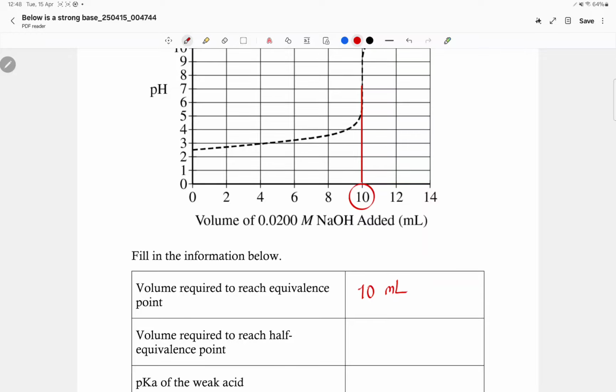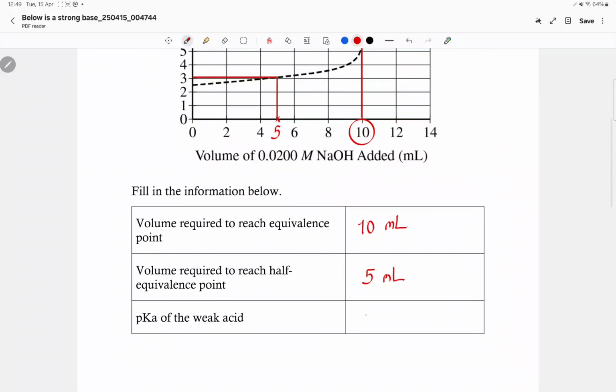What's the volume required to reach the half equivalence point? If 10 is the volume required to reach the equivalence point, then half of that will be required to reach the half equivalence point. What's the pK of the weak acid? So you should look at the volume required to reach the half equivalence point, which we said is 5 ml. Link it to the curve, and now link the curve to the y-axis, and that's going to be about 3.1. So the pH on the y-axis at the half equivalence point is the pK of the weak acid.